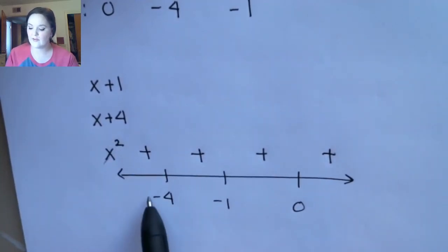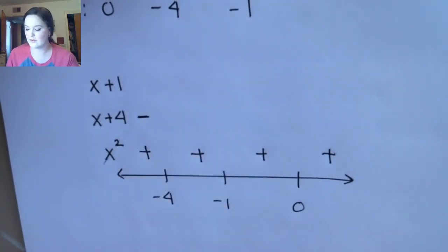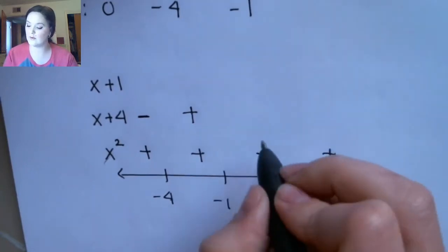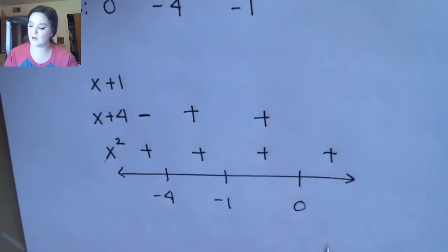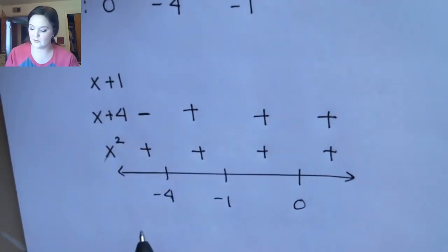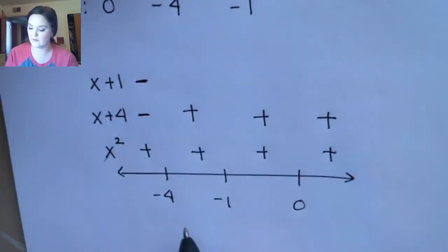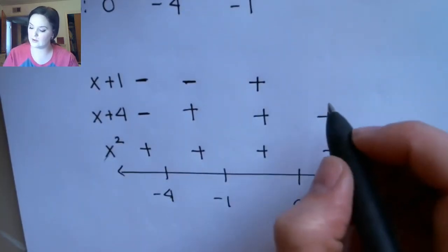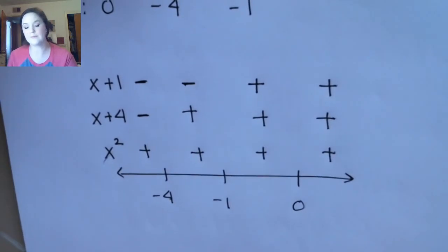Now for x plus 4, if I plug in something less than -4, for example, -5, I'm going to get something negative. If I plug in something between -4 and -1, like -2, that'll give me something positive. Between -1 and 0, like -1/2, that'll be positive. And then something positive, like 1, still positive. And then I'm going to fill in the signs for x plus 1. So like -5, that would give me a negative. -3, that would give me a negative. -1/2, that's going to be a positive. And then something bigger like 1, 1 plus 1 is 2, that's positive still.